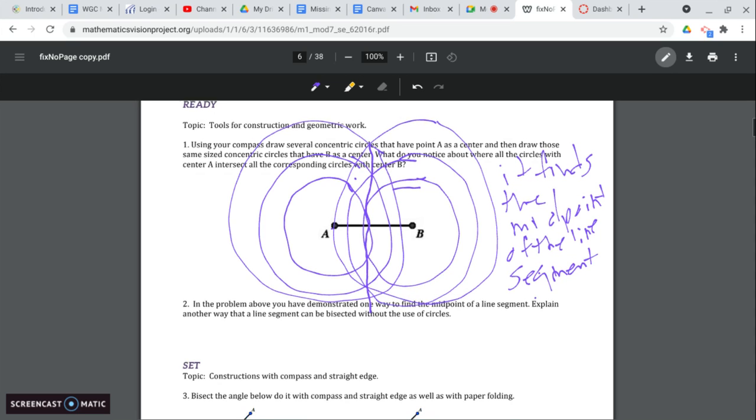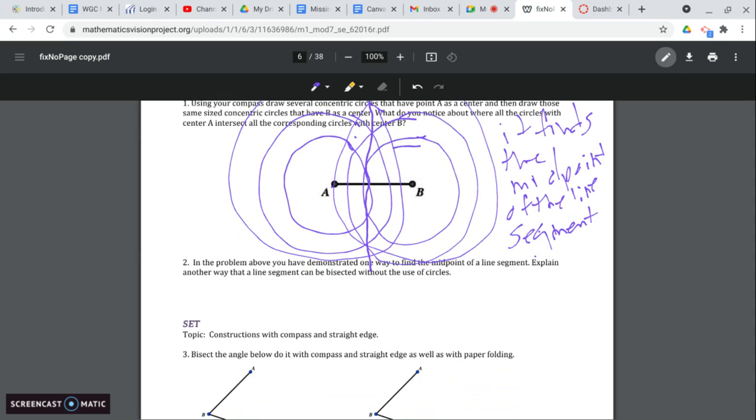All right, so for problem 2, in the problem above, you demonstrated one way to find the midpoint of a line segment. Explain another way that a line segment can be bisected without the use of circles. So the interesting thing here is because we're dealing with constructions, we can think about it in terms of we fold it in half. We could also measure it. So we can say measure it or fold the line in half. So that's what we're looking at there.